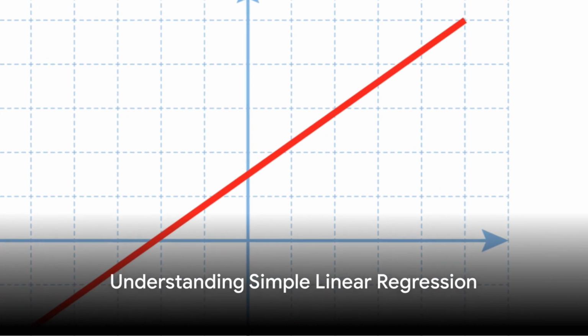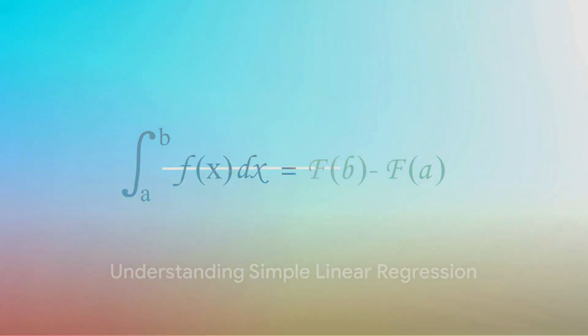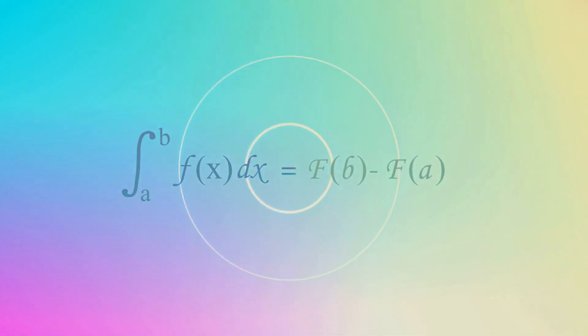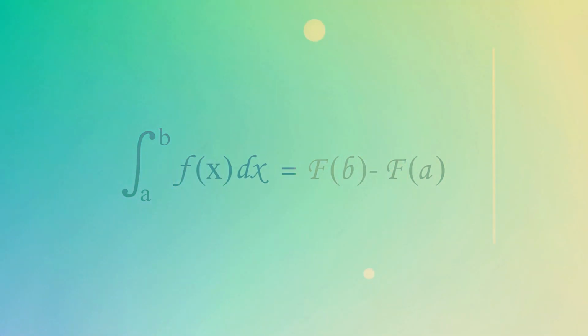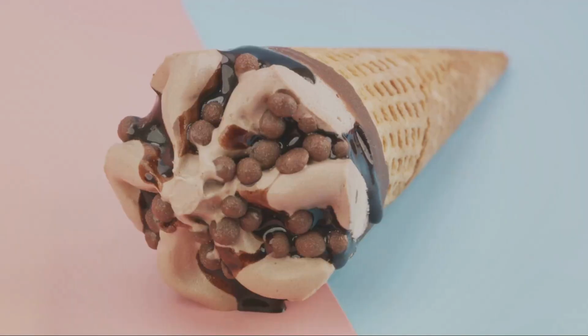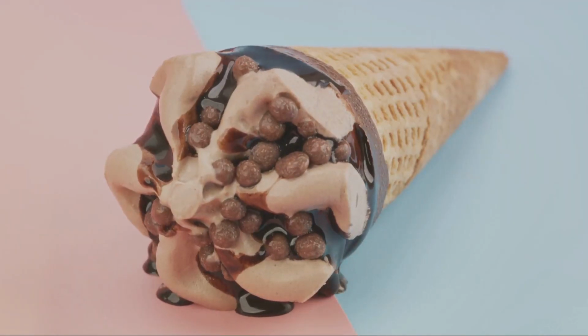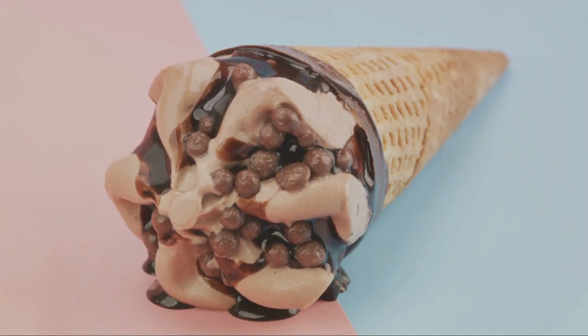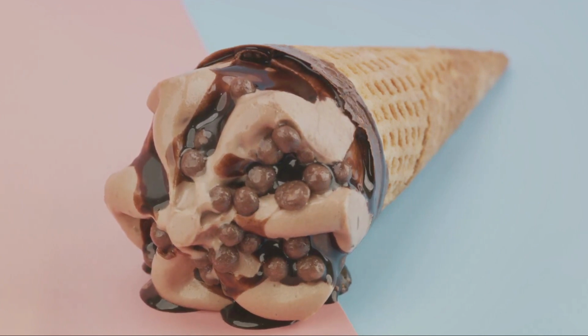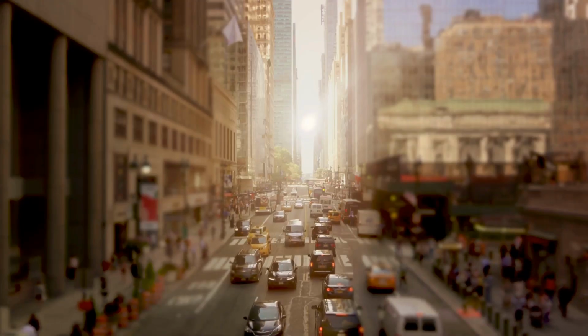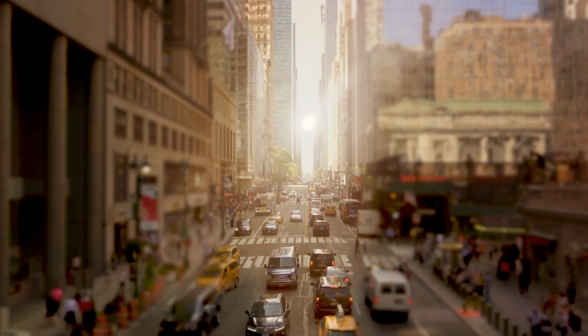First, let's understand what simple linear regression is. Picture two variables, one independent, which you can control, and the other dependent, which you want to predict or understand. In our ice cream example, the independent variable would be temperature, and the dependent variable would be ice cream sales. Simple linear regression provides us with a linear relationship between these two variables.